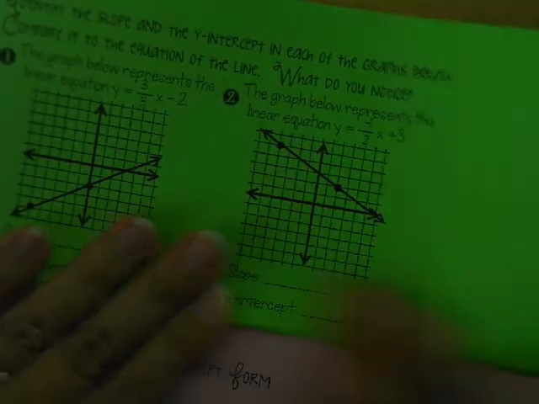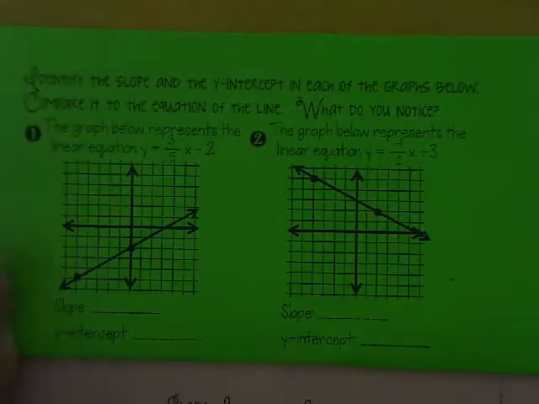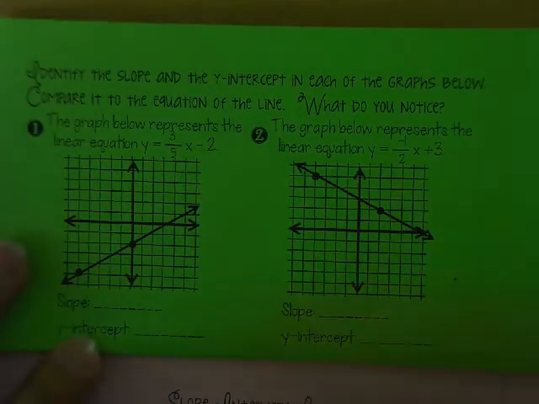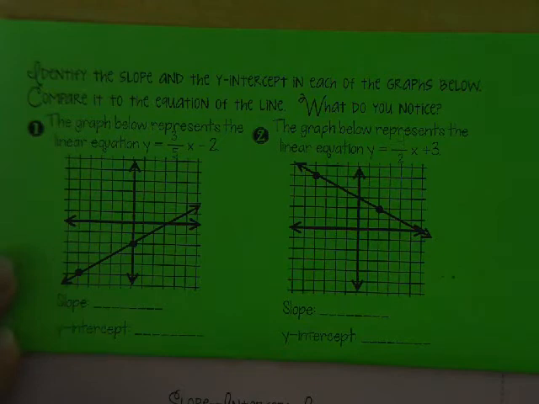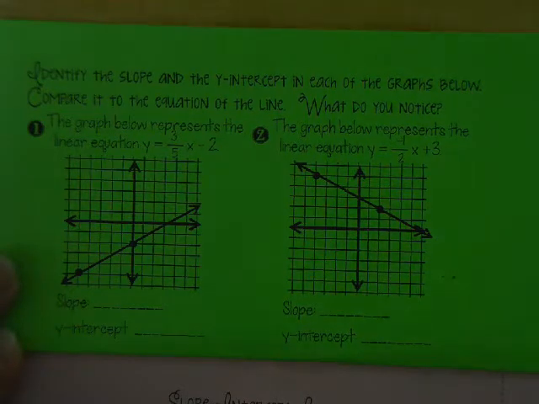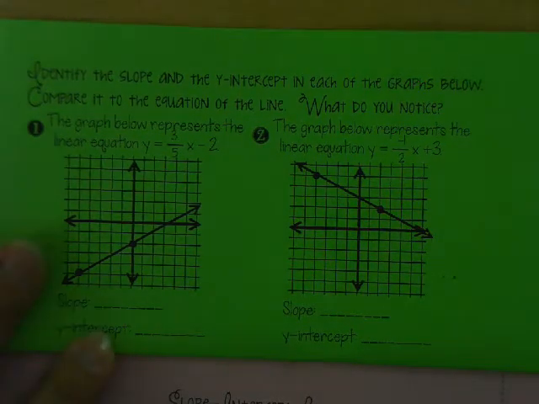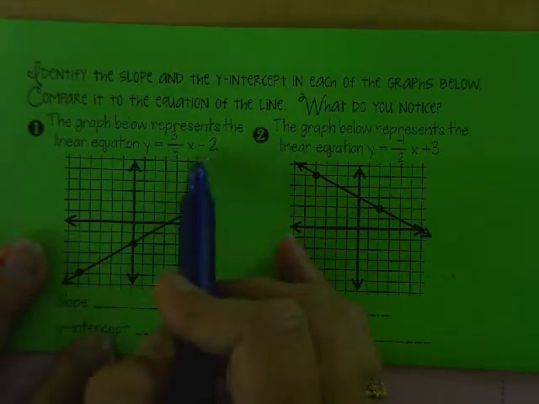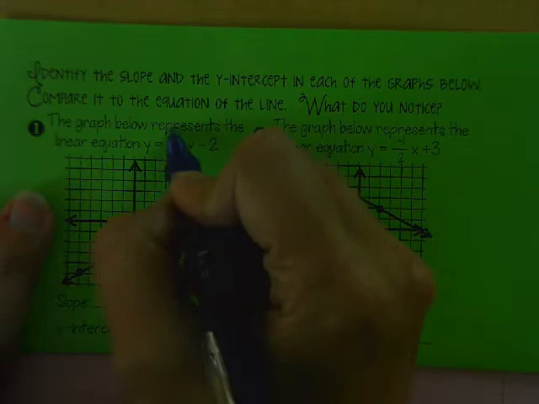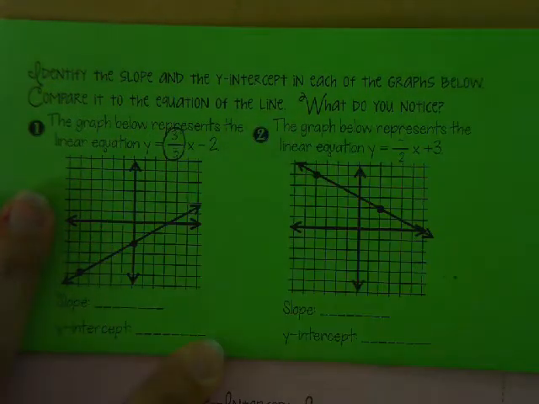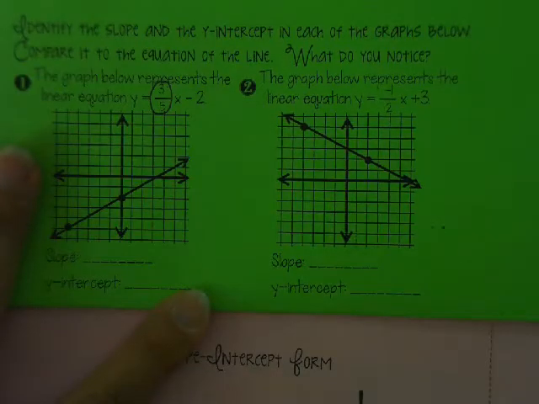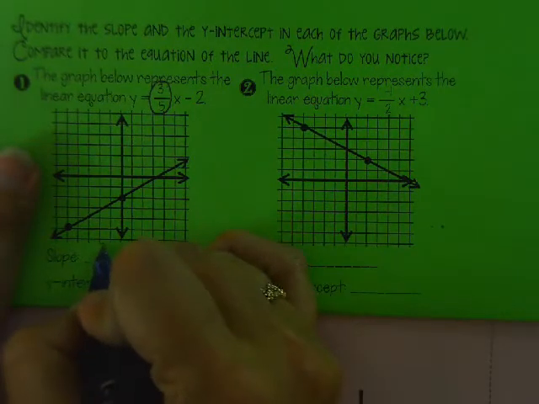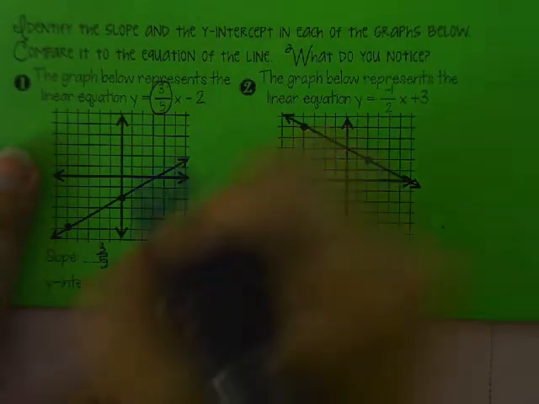So we've already talked about slope. It says identify the slope and the y-intercept in each of the graphs below. Compare it to the equation of the line. And what do we notice? Okay, so we have this equation, y equals 3/5 x minus 2. Based on this equation, the coefficient of x, or the number in front of x, is always the slope. So we're going to write 3/5 here. But we can also count it.